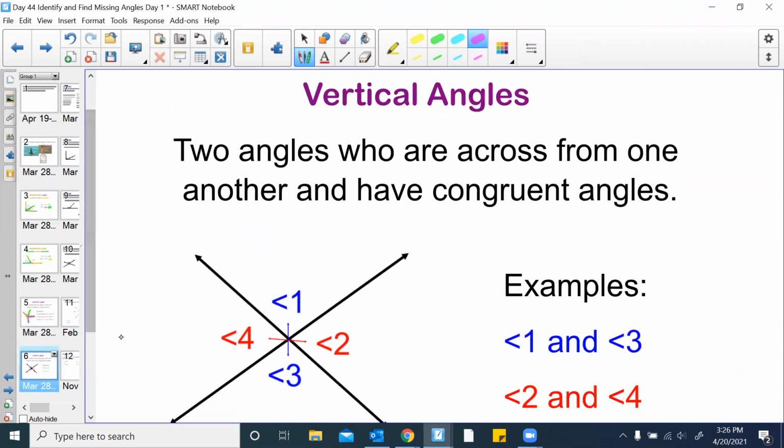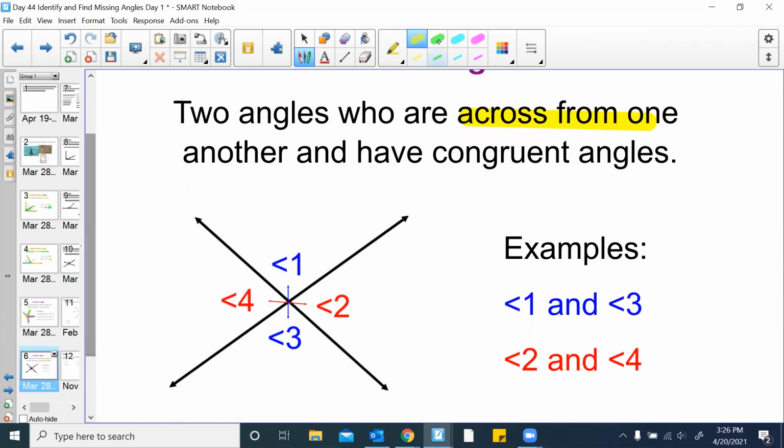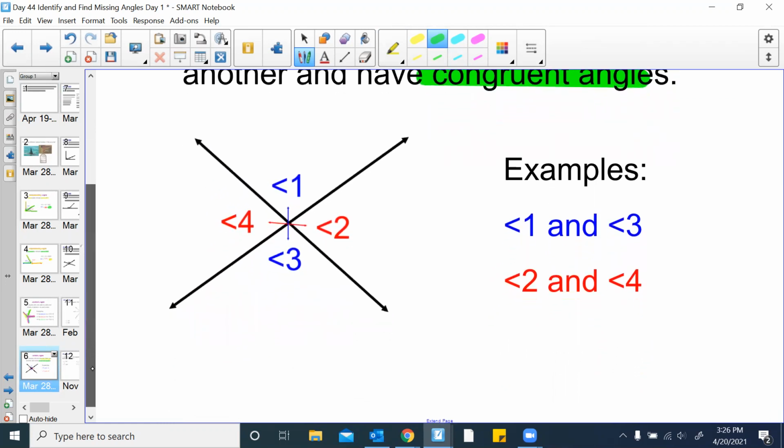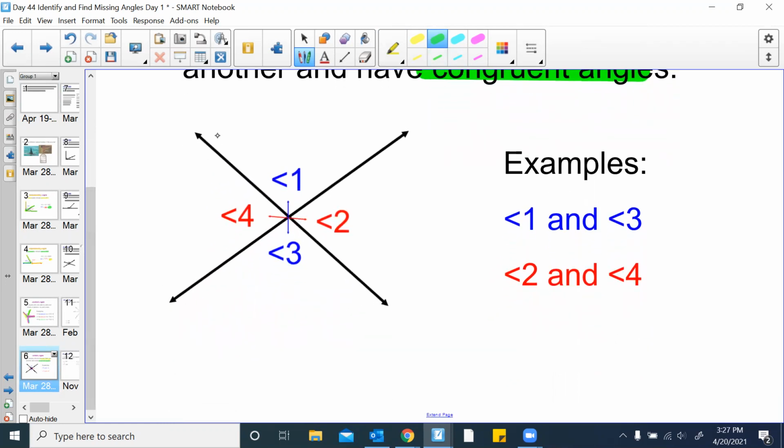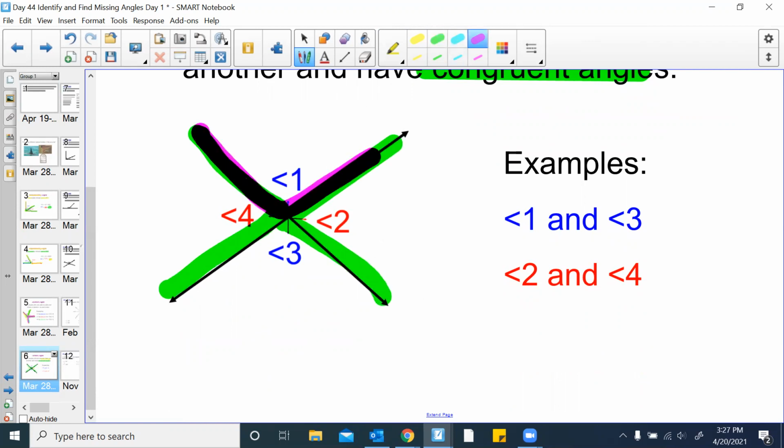And last but not least, vertical. What I want you to think about with vertical is opposite. They're across from each other. So vertical angles are just across from each other. They also have congruent angles, so it just means that they're equal. That means angle 4 is the exact same as angle 2, just as angle 1 is the exact same as angle 3.